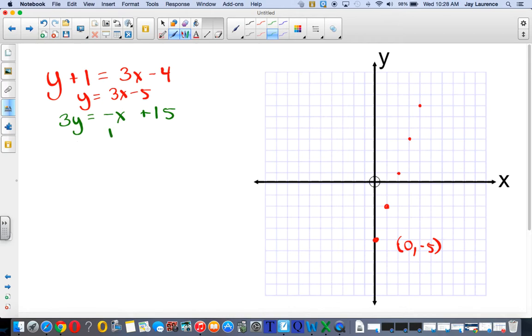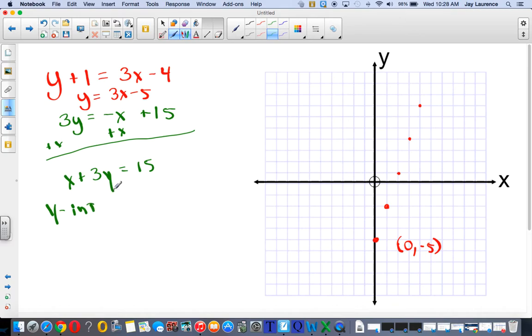Or it might be easier to go standard form on it. I think I'm going to go standard form. So I'm going to have x plus 3y equals 15. I think I'm going to graph this one by intercepts. Okay, so the x-intercept is going to be 15. Oh, bad idea. Maybe I won't go x-intercept. I will go y-intercept, though.